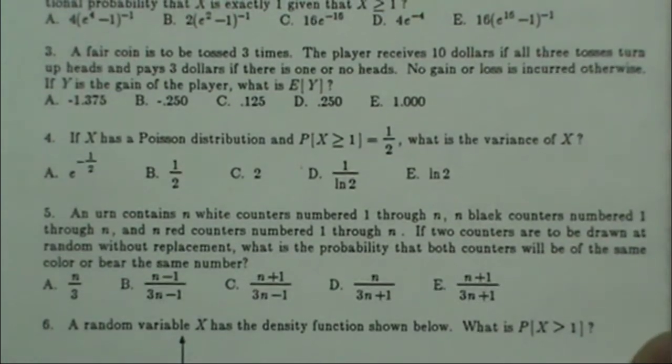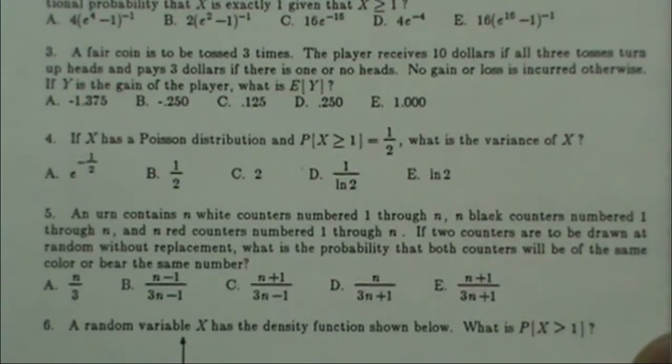Number 4, if X has a Poisson distribution and the probability that X is greater than or equal to 1 is 1/2, what is the variance of X?